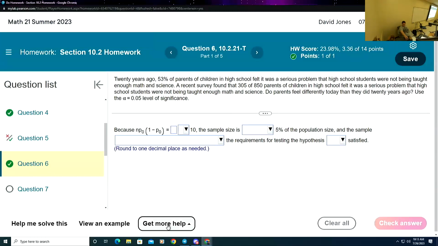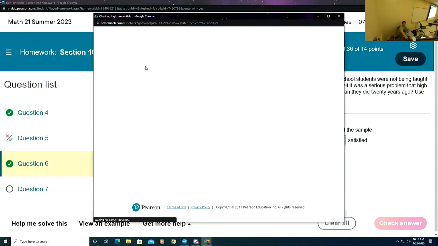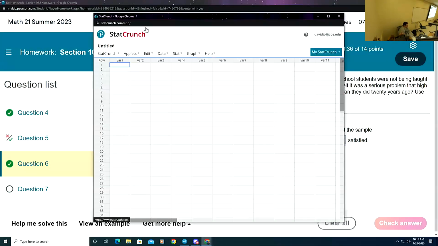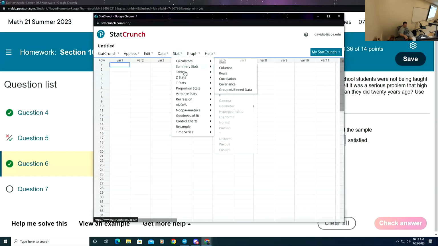Let's finish the test first before we do the homework problem. So we're going to go over to StatCrunch. For proportion tests, chapters 10 and 11 both use proportion stats. Chapter 10 is one sample, chapter 11 is two sample. We're doing one sample, and we don't have data, we have summary. So: Stats, Proportion Stats, One Sample, With Summary.